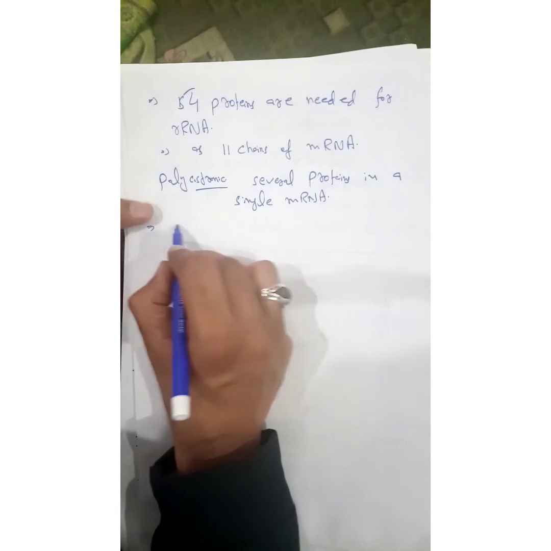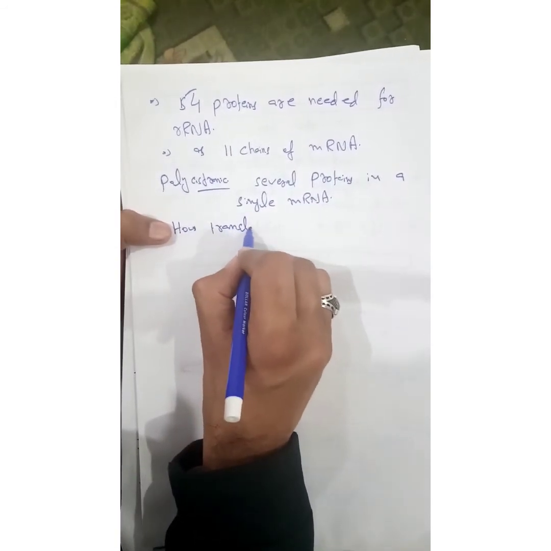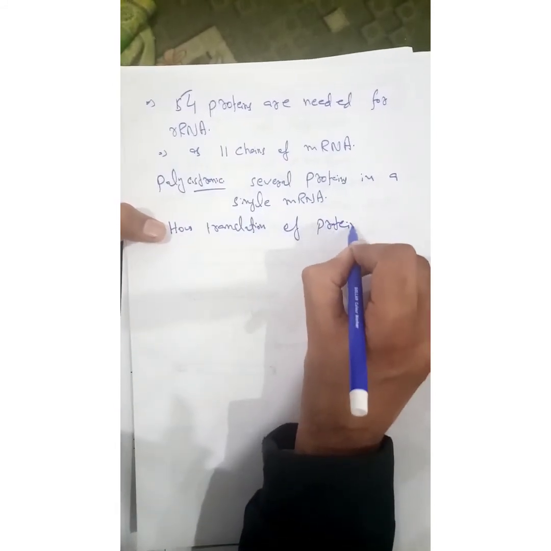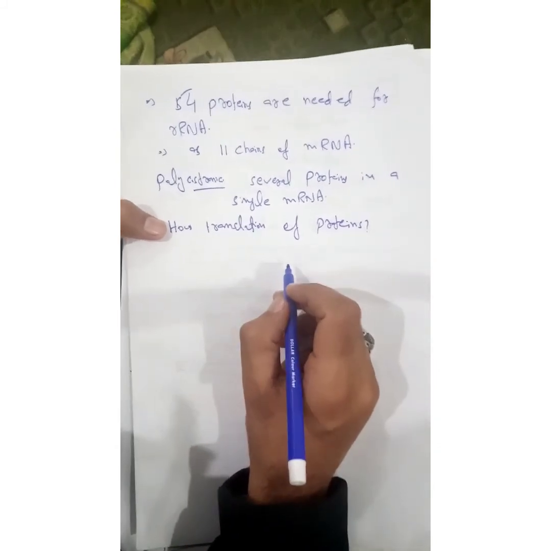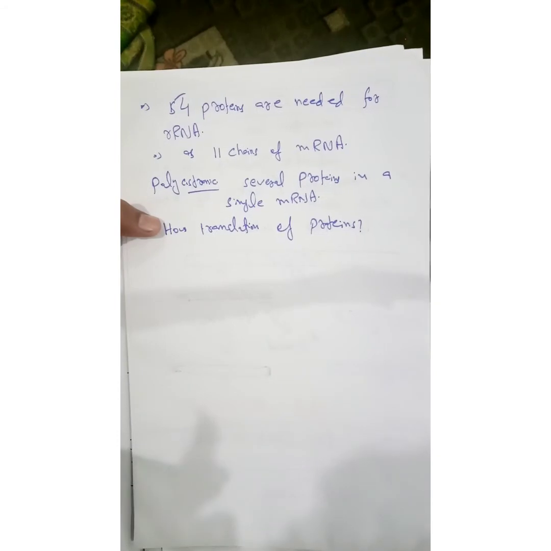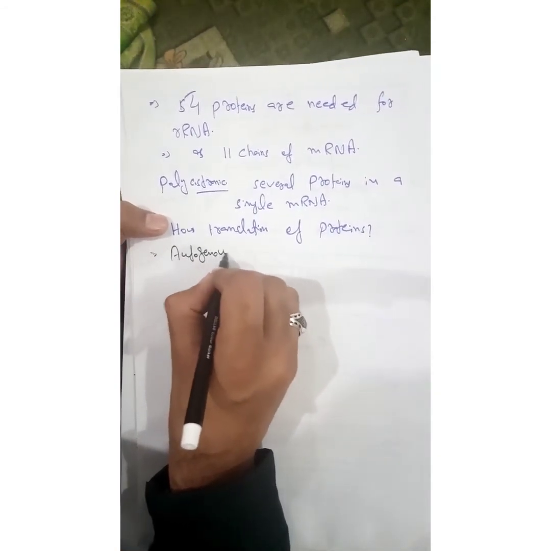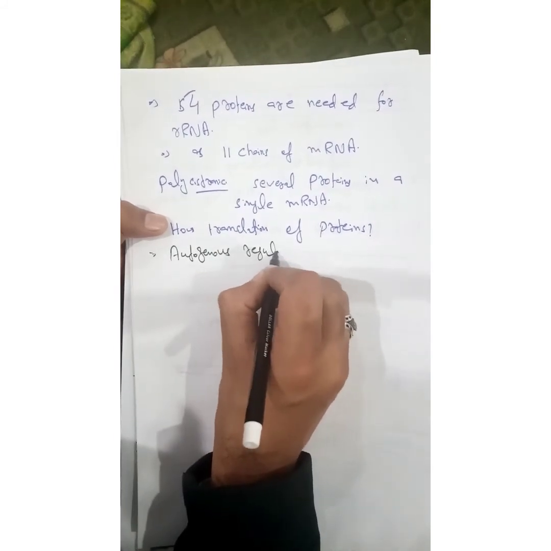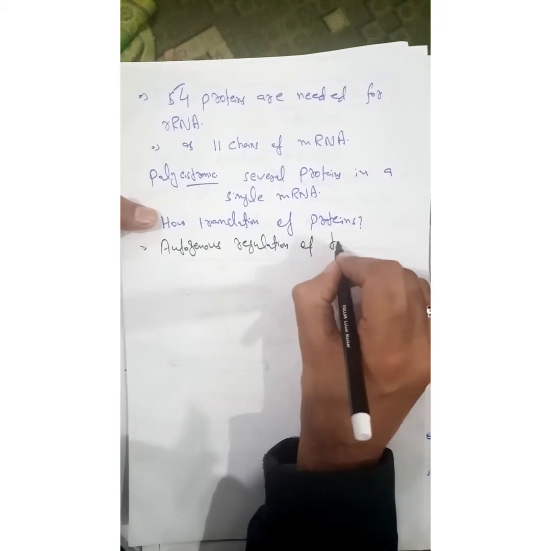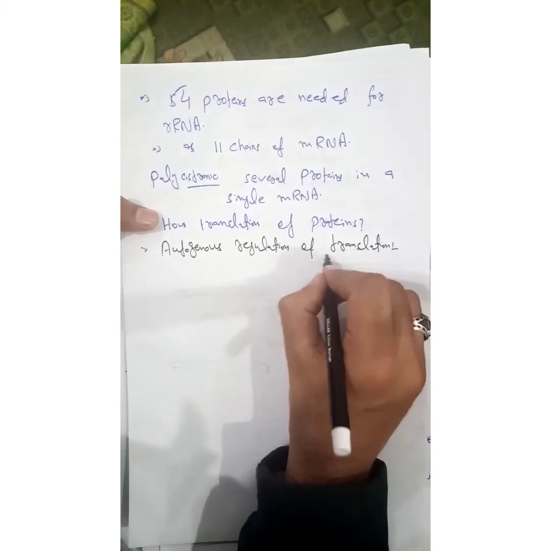Now how is the translation of proteins controlled? The translation of proteins is controlled by autogenous regulation of translation. Autogenous regulation of translation means auto means self, genous means synthesis.